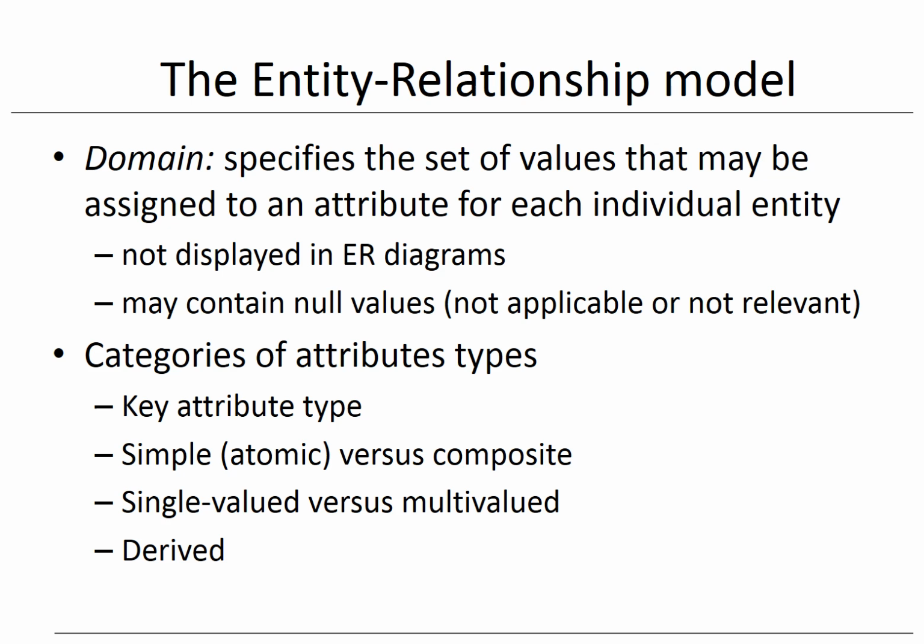A domain specifies the set of values that may be assigned to an attribute for each individual entity. A domain gender can be specified as having only two values, male and female. Likewise, a date domain allows us to define dates as day, followed by month, followed by year. By convention, domains are not displayed in an ER diagram.